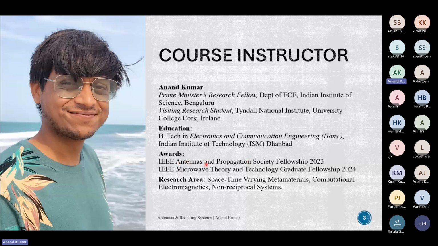I've got these two awards recently, so I'm very happy to share that I got the IEEE APS Society Fellowship and the MTT Society Fellowship. I'm doing my PhD and I primarily work on space-time varying metamaterials. I use computational electromagnetics, specifically the finite difference time domain method, and non-reciprocal systems.